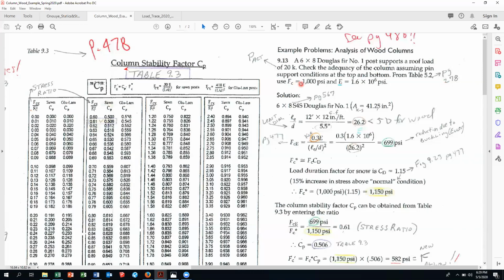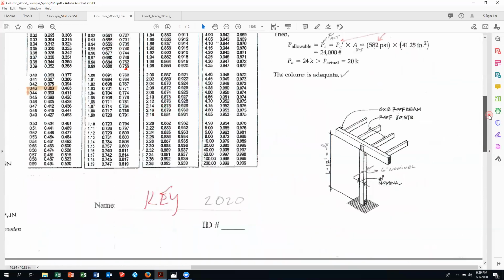So if we wanted to see if this was safe in compression and it was a short column, we would just take the actual load, which is 20 kips, 20,000 pounds, divided by its cross-sectional area and see if that exceeds 1,000 pounds. But we know that we have potential for buckling because the column is 12 feet long. So we know it's not a short column.